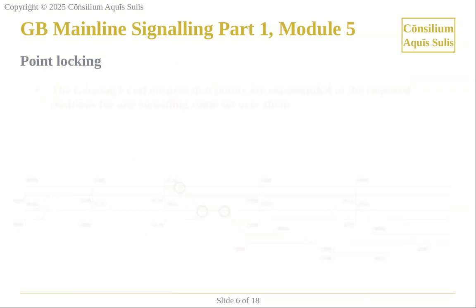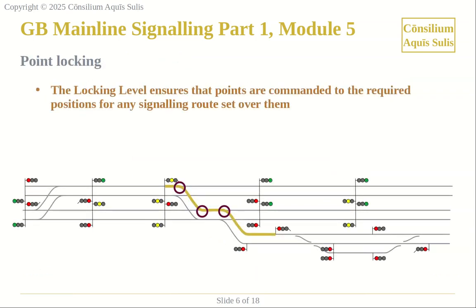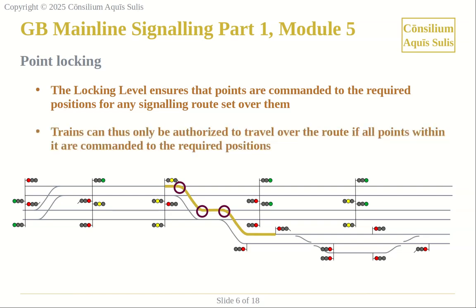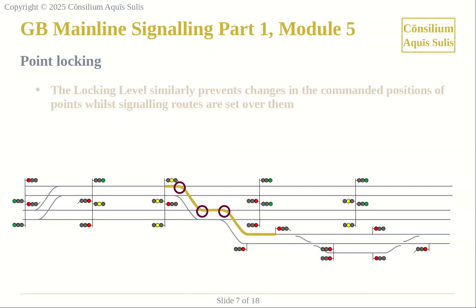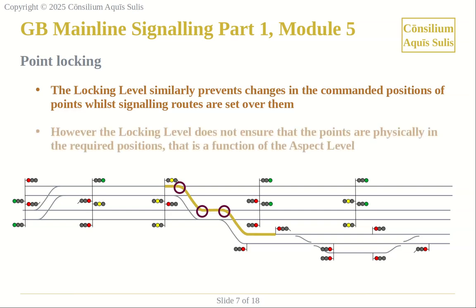A key part of the locking level is point locking, which ensures that points are commanded to the positions required by any signalling route set over them. Hence, trains can only be authorized to travel over the route if all the points in the route are commanded into the required positions. And similarly, they are prevented from changing their commanded position whilst that route remains set.